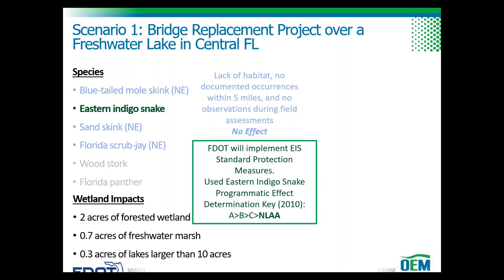For eastern indigo snake, we used the effect determination key for eastern indigo snakes, and through the key determined that the project may affect, not likely to adversely affect, so long as the FDOT implements the standard protection measures. So in our document, we would say that we followed the effect determination key and followed the steps A, B, C to get to may affect, not likely to adversely affect.